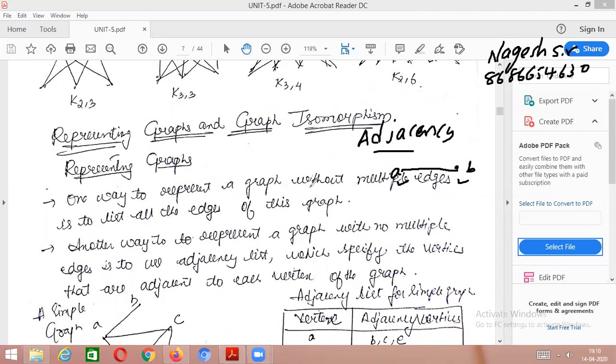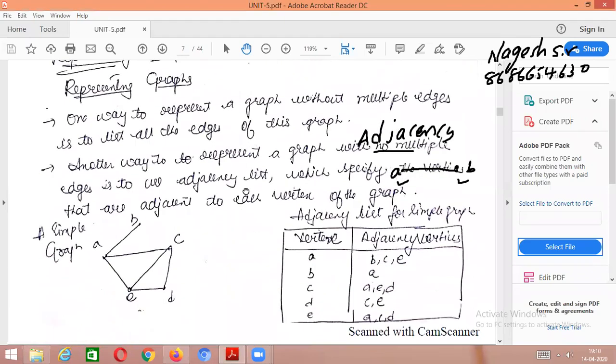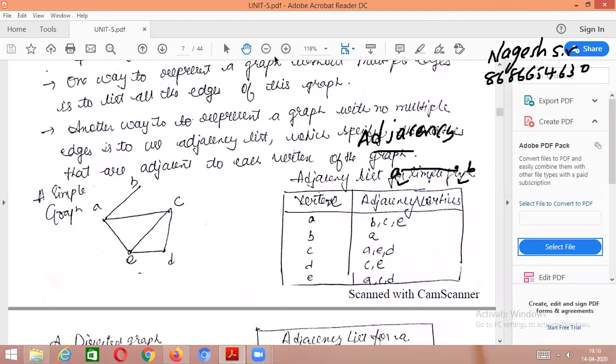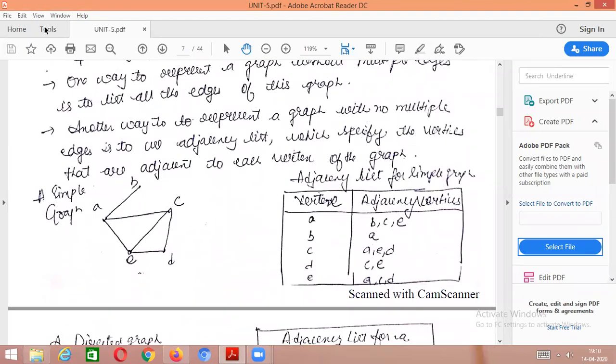So now we take one example here. When you come to this graph, what are the adjacent vertices for A? B, next C, E. A and B are joined with only a single edge, therefore B is an adjacent vertex. A and C are joined with a single edge, therefore C is adjacent to A. In the same way, E is adjacent to A.